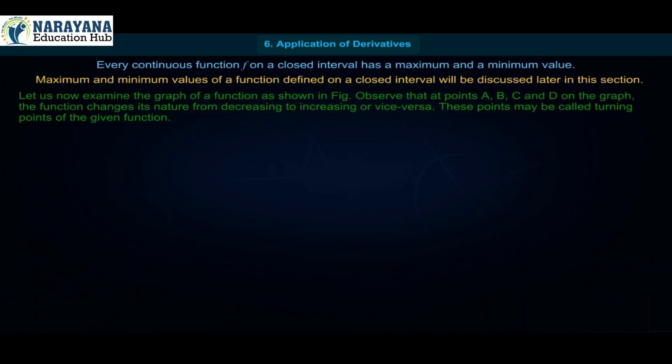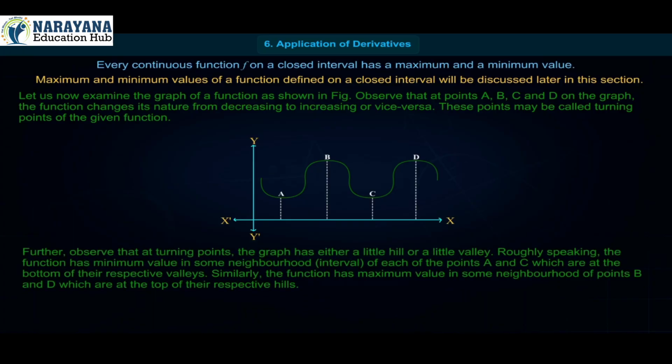Let us now examine the graph of a function as shown in the figure. Observe that at points A, B, C and D on the graph, the function changes its nature from decreasing to increasing or vice versa. These points may be called turning points of the given function. Further, observe that at turning points, the graph has either a little hill or a little valley.